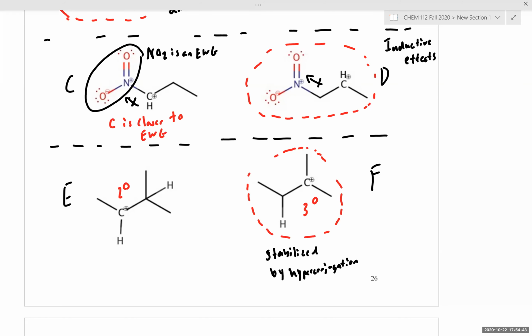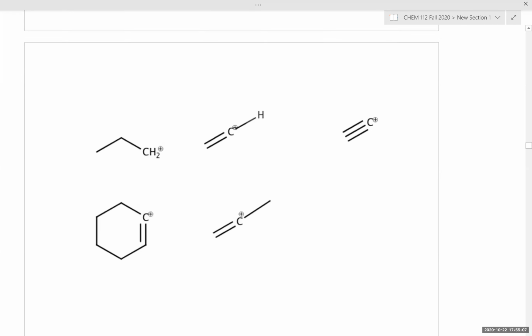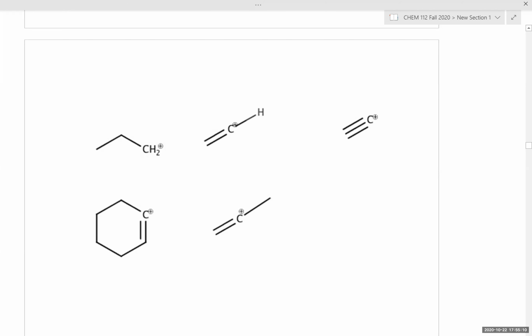Perfect. So by understanding the factors that influence carbocation stability, radical stability, anion stability, we can begin to compare and contrast intermediates as well as transition states that we encounter in chemical reactions. So let's do one last set. In this case, we have a trio of 3 carbocations as well as a pair of 2 carbocations.